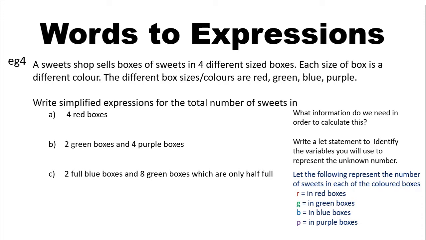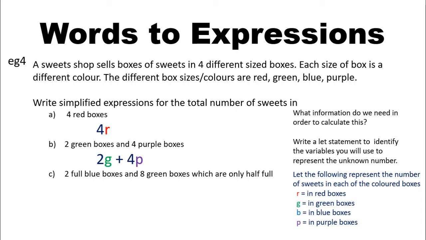So writing that let statement before I introduced my variables made it easier for me to describe. So for part A, 4 red boxes would have 4 times the number of sweets in a red box. That's just 4R. Simple. Maybe you want to hit pause and try the other 2 for yourself before I give away the answers. For B, the number of sweets in 2 green boxes and 4 purple boxes, well, that would just be 2 times the number of sweets in a green box, plus 4 times the number of sweets in a purple box, 2G plus 4P.